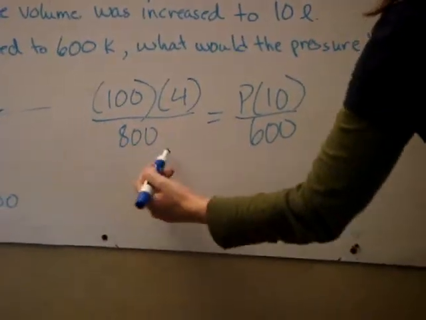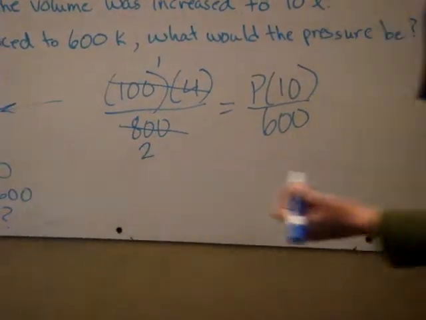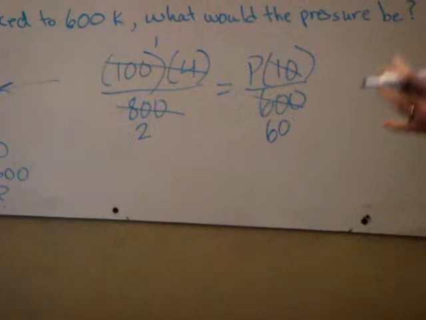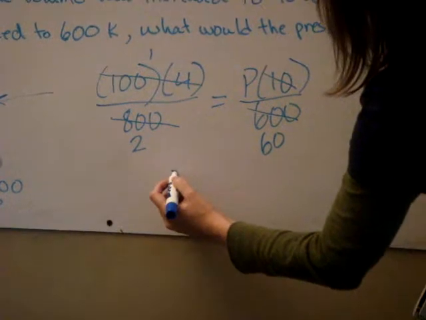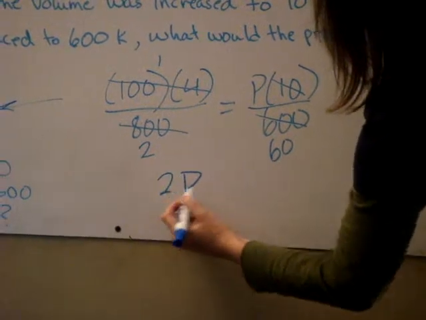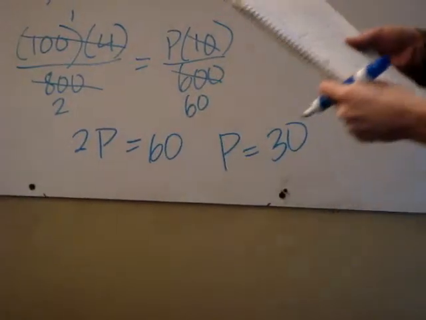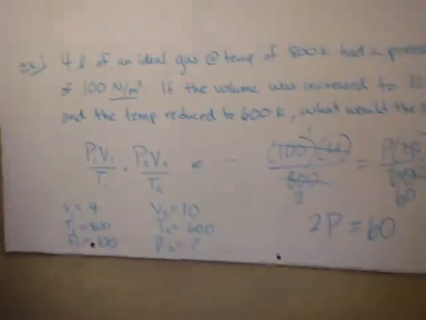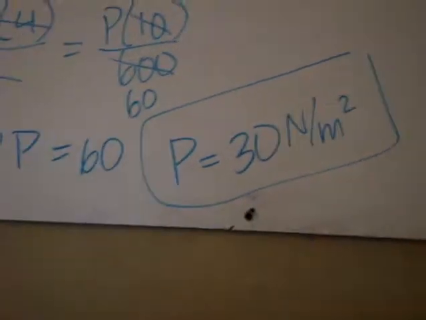So this is going to be 400 over 800, so I'm just going to reduce that to 1 over 2. And I can reduce this one: 10 goes into 60 6 times. If you can reduce your ratios, it makes doing the problem a lot easier. So we just cross multiply. If I cross multiply, it would be 2P equals 60. And so we get our pressure is 30. Let me make sure I got that right. And pressure in this problem is newtons per meter seconds, so you have to put your unit on. And that's all there is to doing that kind of problem.